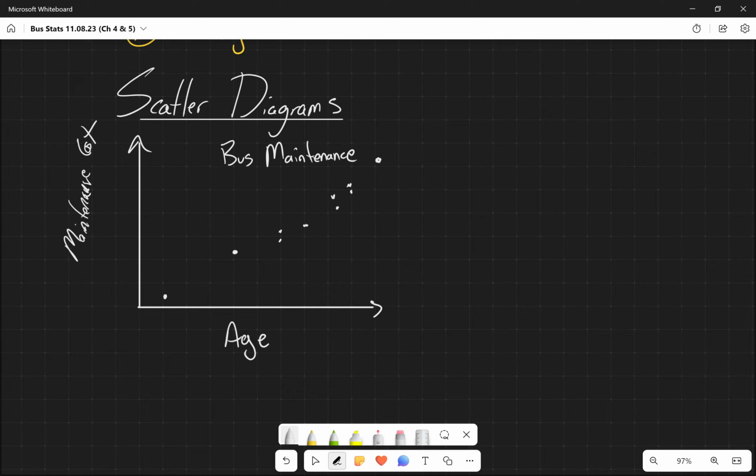And so we find that as buses get older, they start to have higher maintenance costs, right? And so this, we would say, is a positive relationship. As things get older, they cost more money to maintain. And if we were to draw a trend line through this, it would probably be something like this.